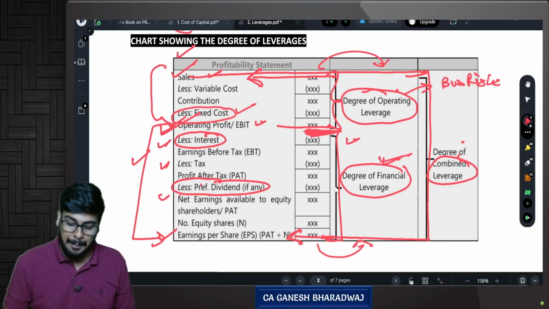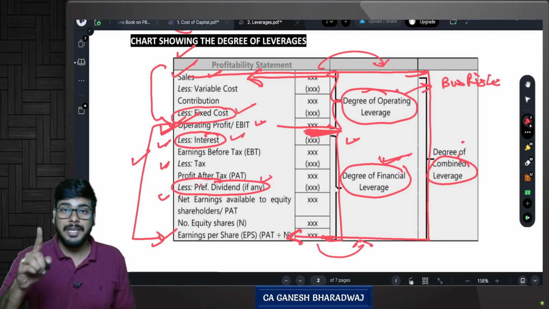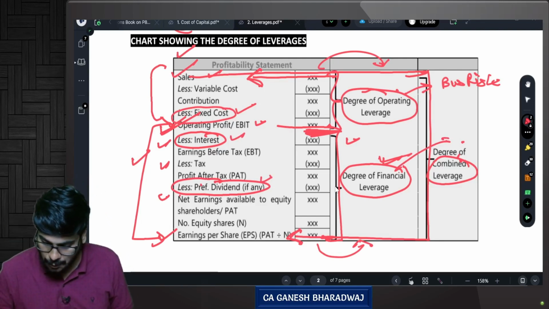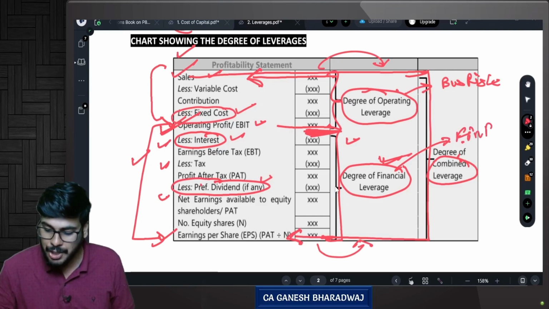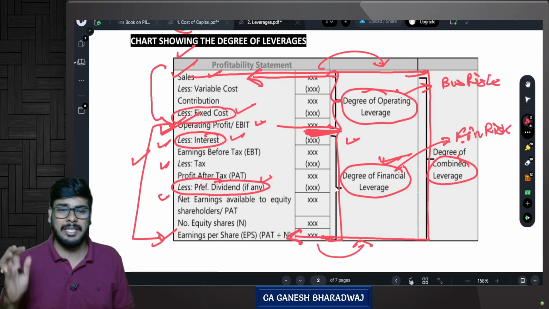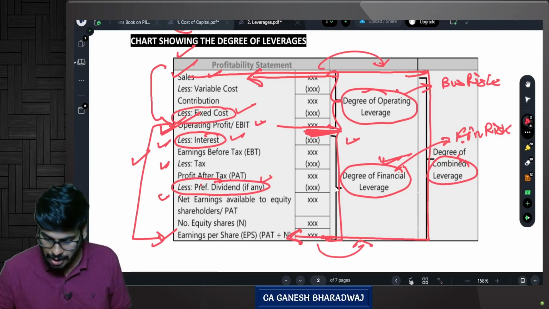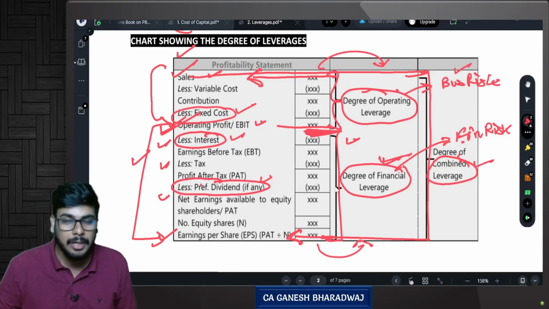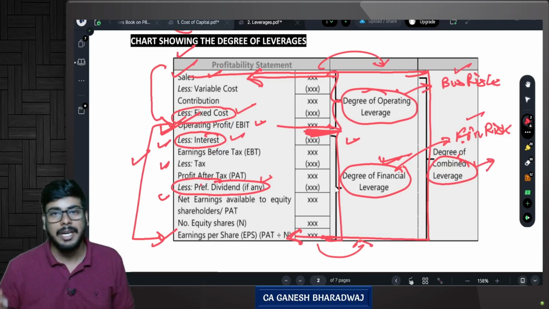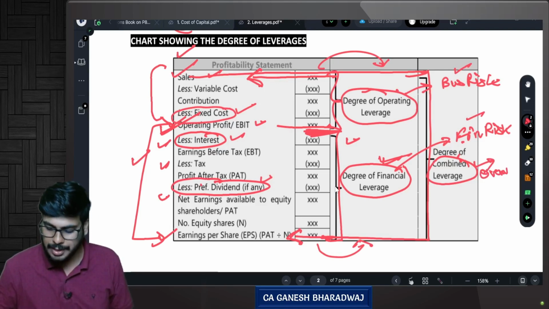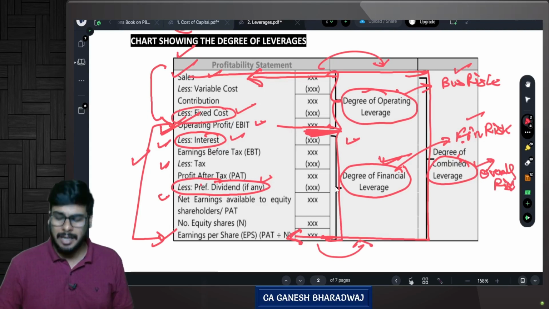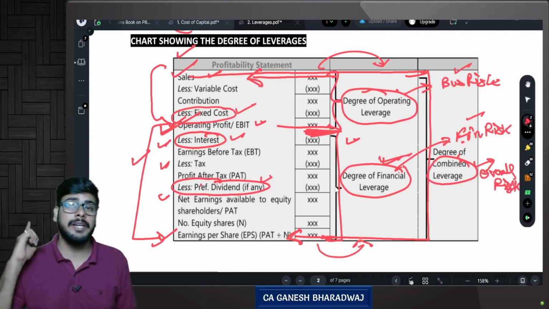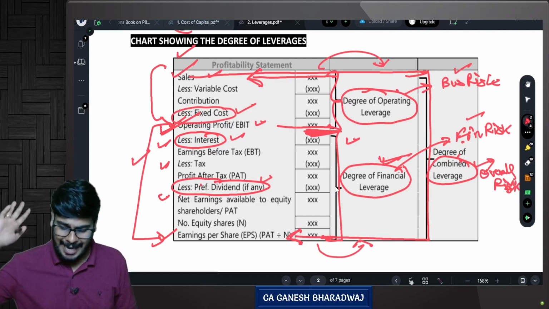Financial leverage, why is it happening? Because of the presence of fixed financial cost, and that's why this represents your financial risk. I told you fixed cost generally represents risk. Are you clear with this? And combined leverage is a combination of both business and finance risk. That's why it is called the overall risk. Guys, learn it like this so that you will not forget this for a lifetime. Are you clear with this? As simple as that.